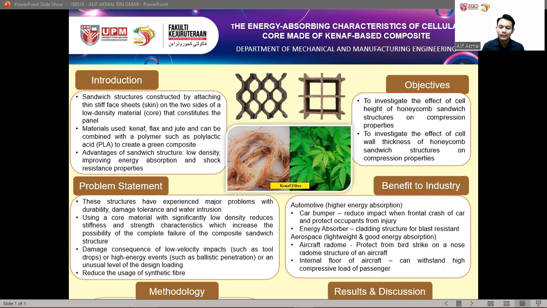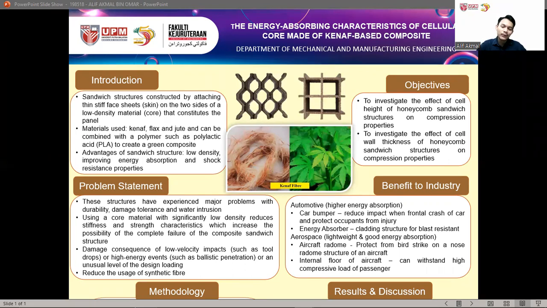My name is Alif Akmal bin Omar, one of the final year students in Bachelor of Mechanical Engineering from University of Johor Malaysia. So today, I would like to share about my final year project entitled Energy Absorbing Characteristic of Cellular Core made of Kenaf-Based Composite.